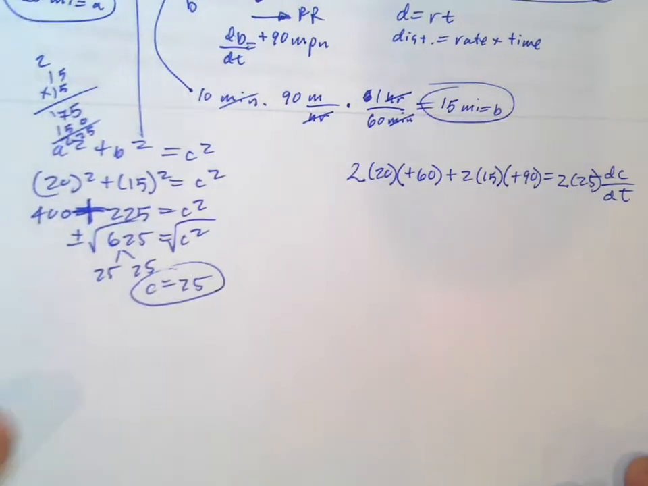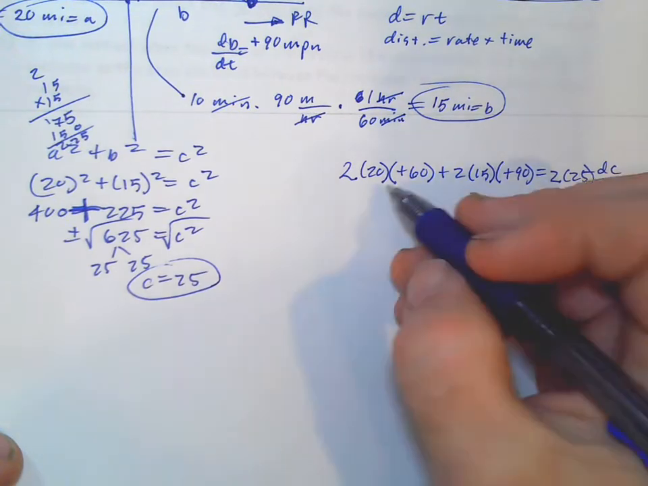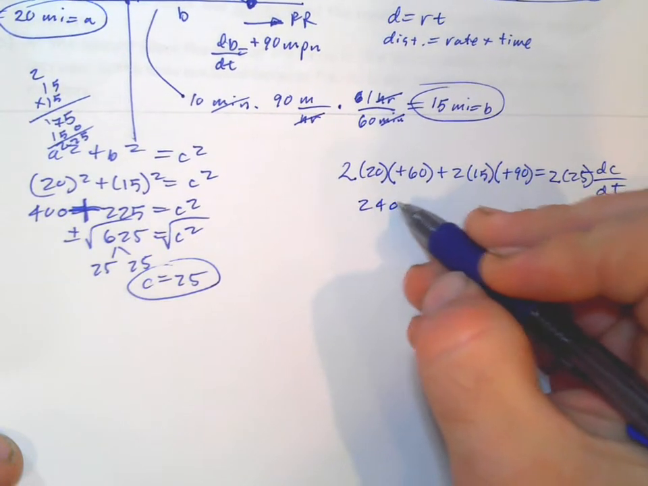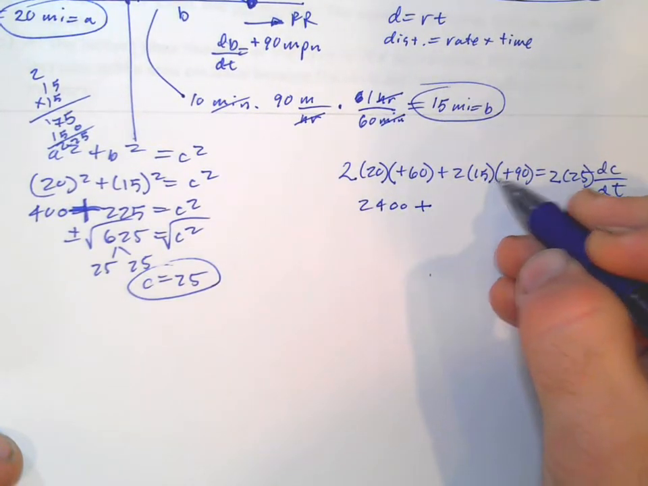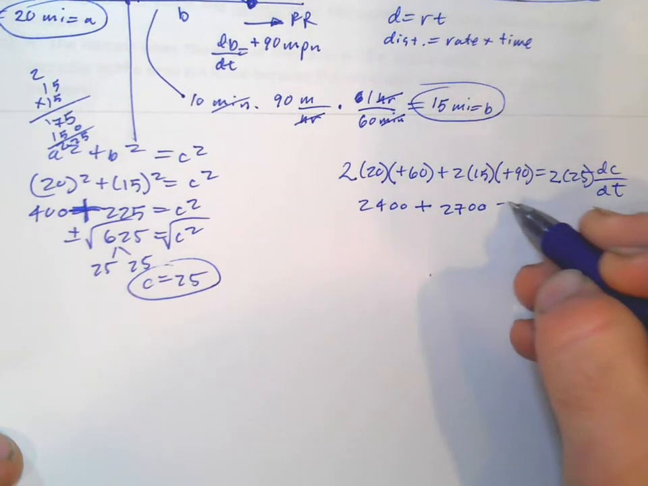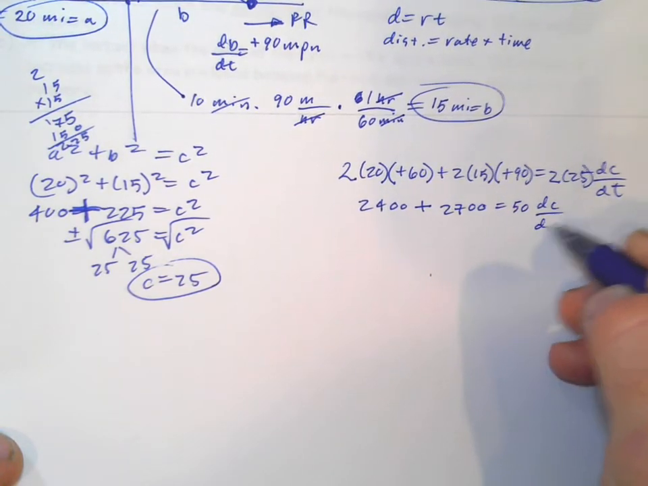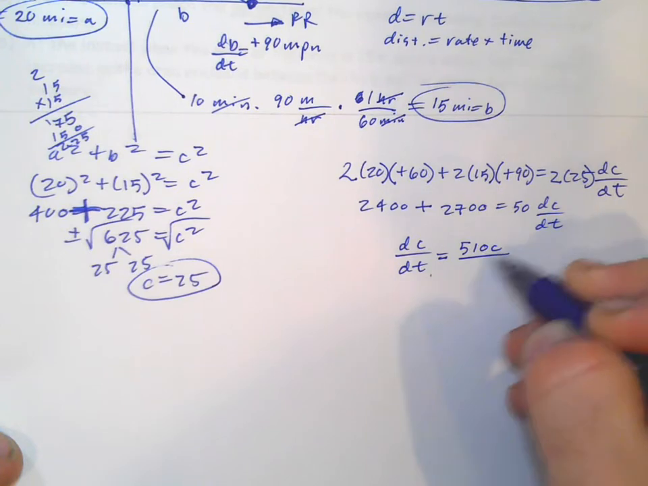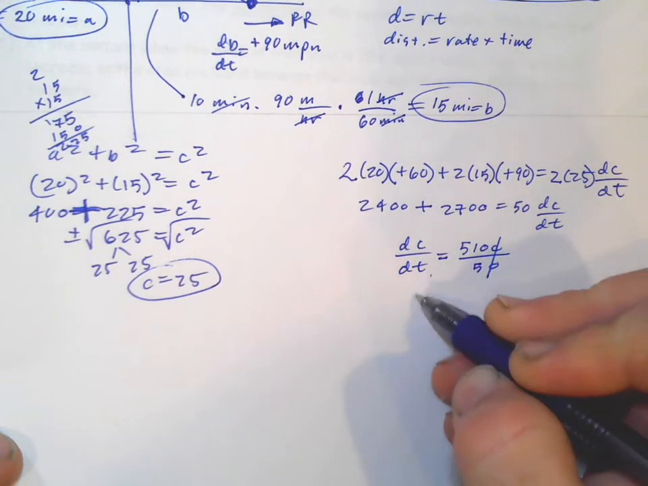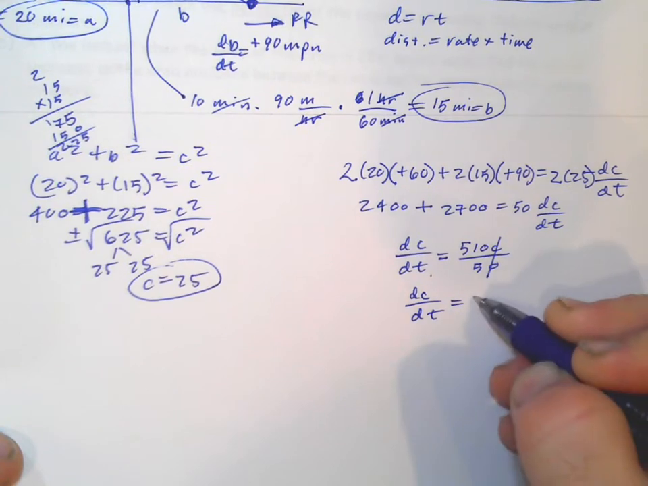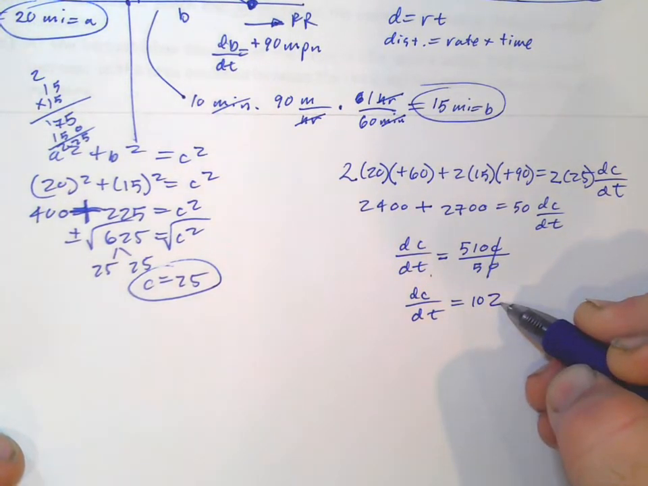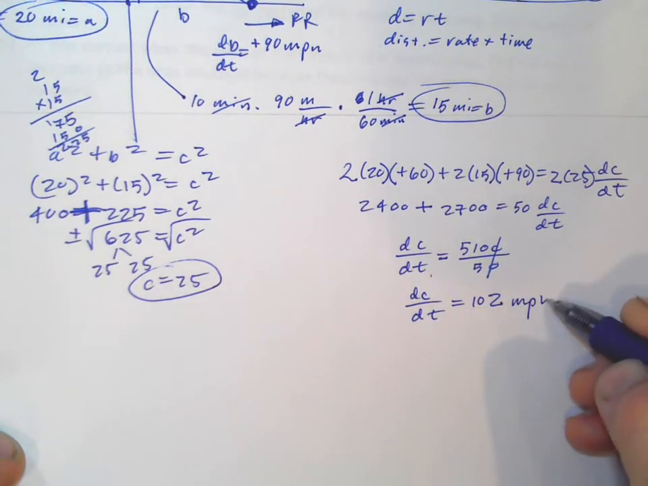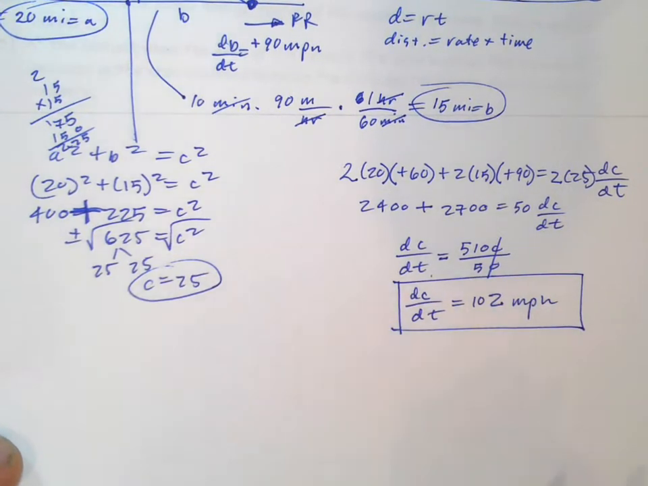So we're almost done. Now we just have to clean this up. So 2 times 6 is 12, 24 with 2 zeros on it, 30, 27 with 2 zeros on it. So that's going to be 5,100 divided by 50. And so dC/dt equals 102. And what are the units? Well, C should be miles and time should be hours. So it's miles per hour. And it came out positive like we thought it should. Okay.